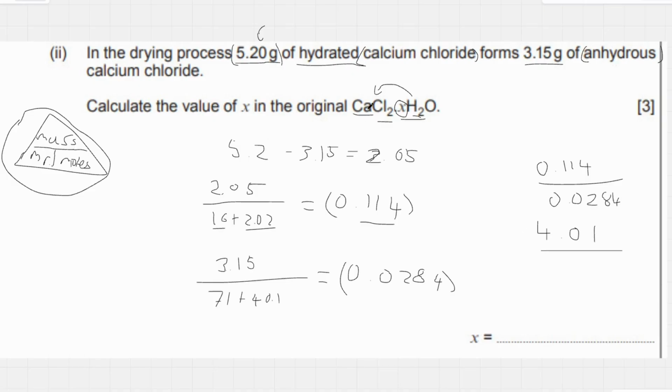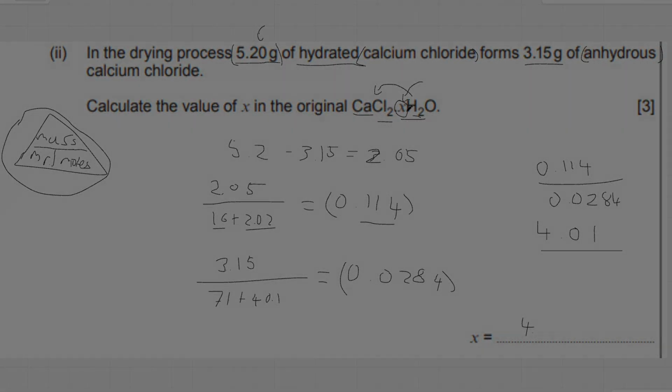And X has to be a whole number. Well, it would usually be a whole number. And this looks like it can be easily rounded down to 4. So we have our final answer, and that's the amount of moles of water that are attached to each calcium chloride, and that gives us 3.